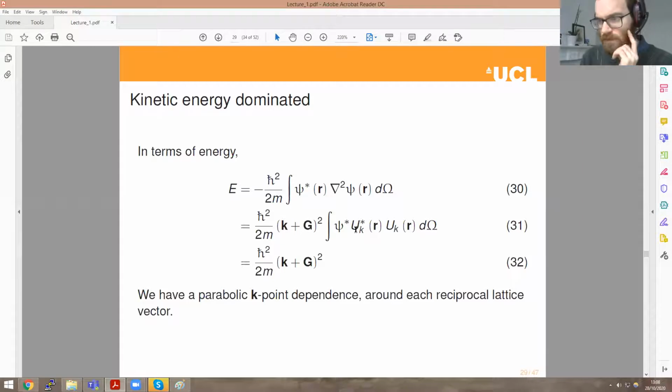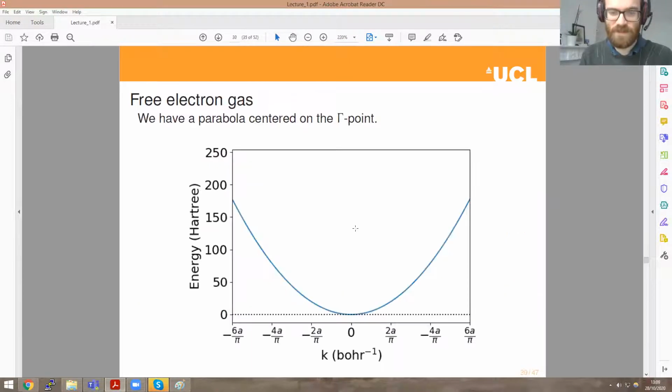And did David cover this in his lectures as well? You probably did. Because this kinetic energy dominated limit is the same as the homogeneous electron gas, essentially. That's what produces these parabolas in terms of the free electron gas.